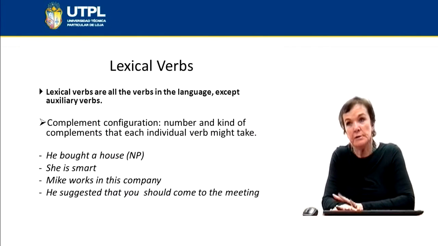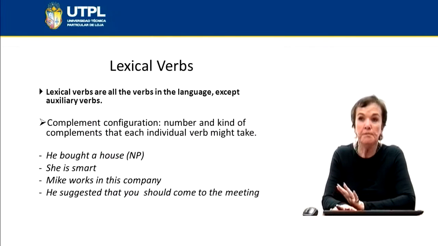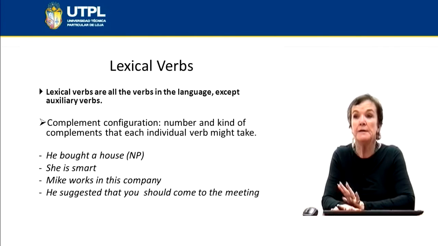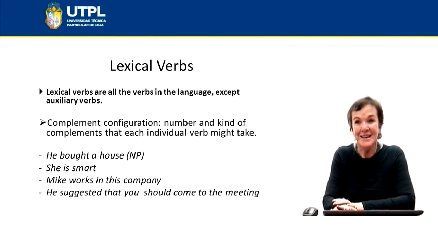Now, in the second example, it says, she's smart. Smart is an adjective, so we can say that the complement configuration for this verb is verb be plus an adjectival phrase. Then, Mike works in this company. In this clause, the complement configuration for the verb work is a prepositional phrase, in this company.